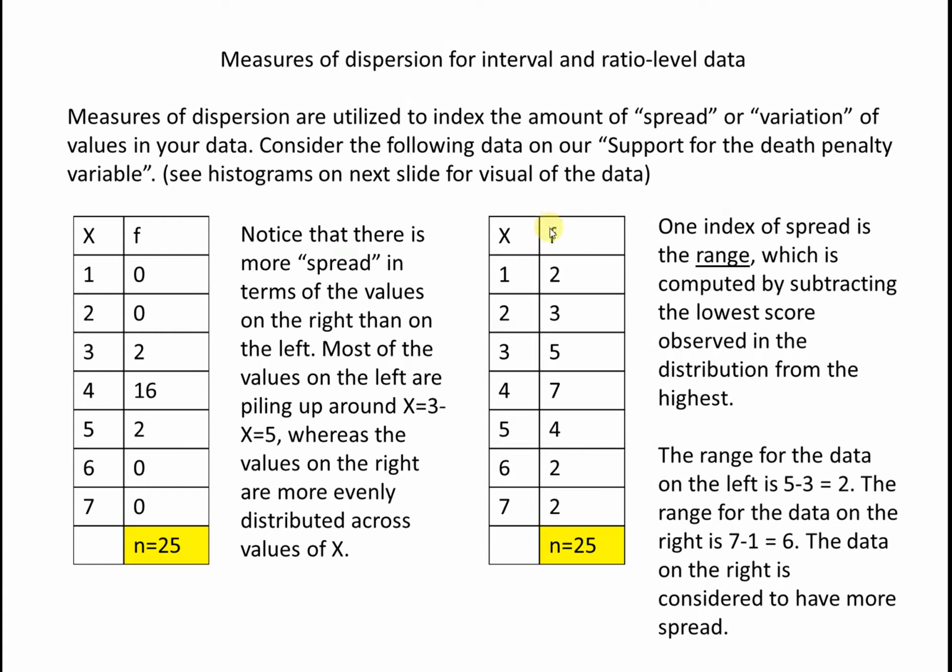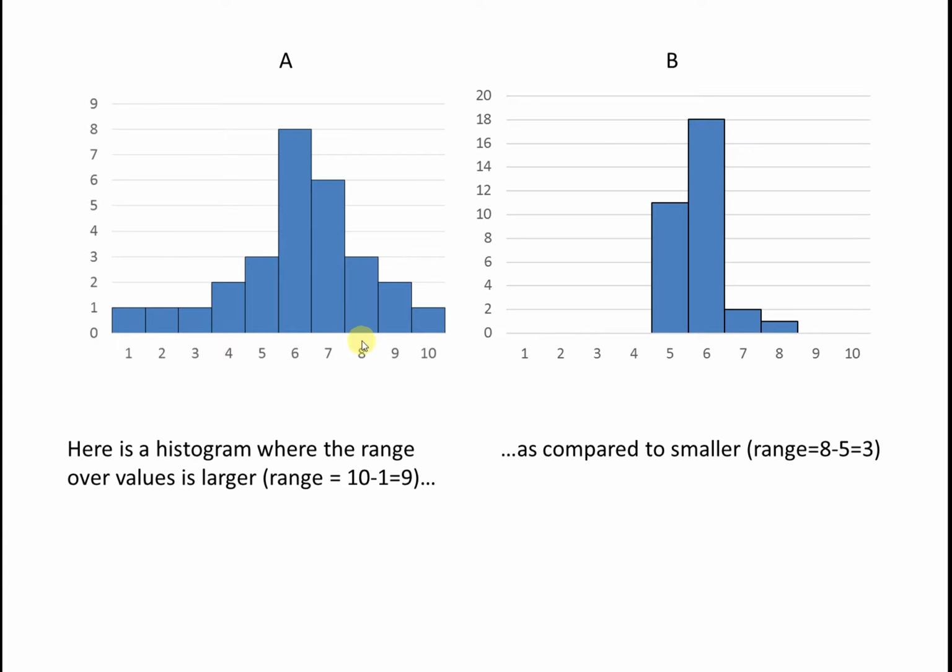In this data set here, we've got values of 1 to 7 and frequency counts for all of those values. So the highest value is 7, the lowest value is 1. So if we take 7 minus 1, that gets us 6. So based on the range, we would say that there is more spread or variation associated with this distribution than we observe with this distribution. And so here's a histogram of the range over values.